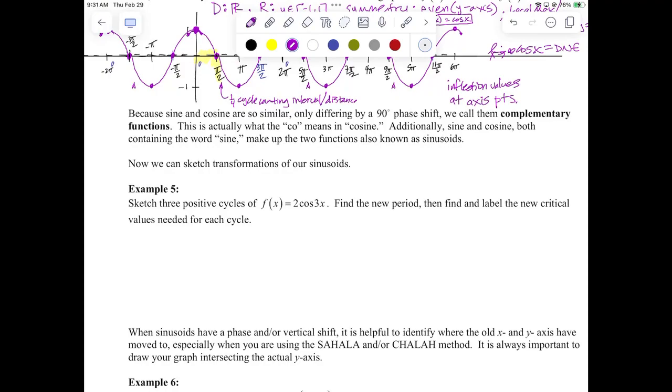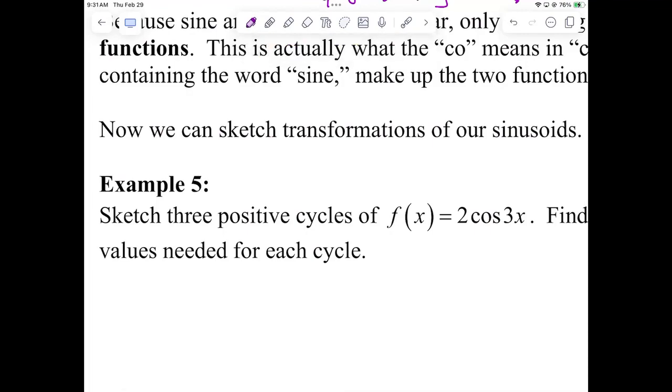Example 5. Sketch 3 positive cycles of 2 cosine of 3x. Find the new period, and then find and label the new critical values. Okay, so here's the rule for sketching.